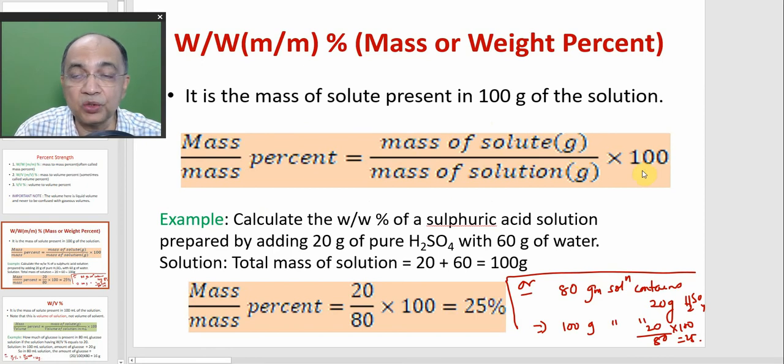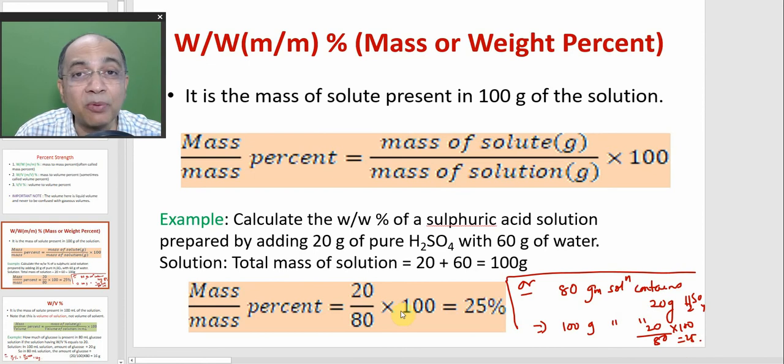For example, calculate the W by W percent of a sulfuric acid solution prepared by adding 20 grams of pure sulfuric acid with 60 gram water. Now when 60 gram is the mass of pure water solvent, 60 plus 20, the mass of the solution becomes 80. So in 80 grams of solution, we have 20 grams of pure solute. Then 100 grams of solution contains how much of the pure solute? That is 20 by 80 into 100, 25%.